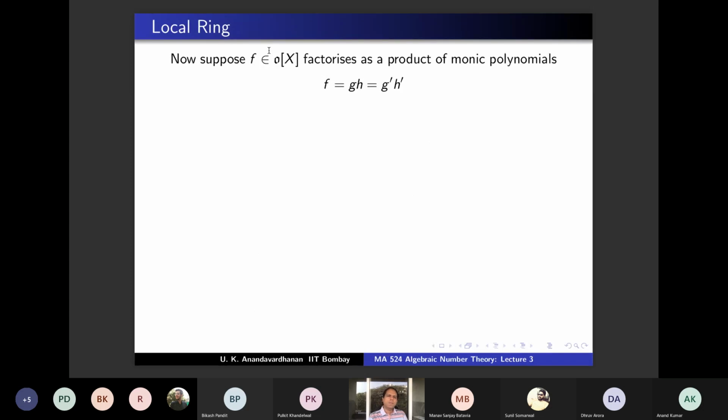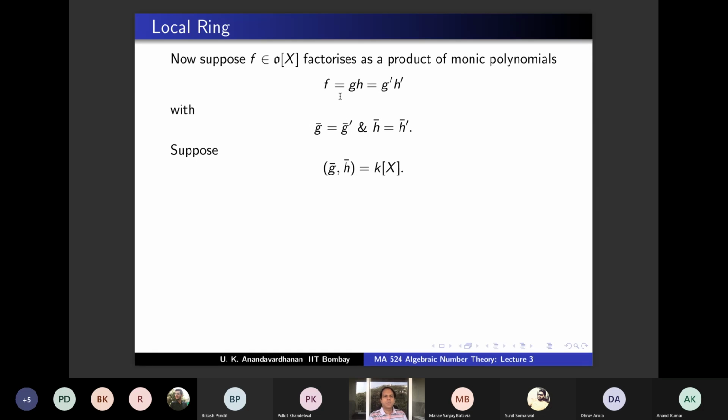So suppose f factorizes as a product of monic polynomials. So let's say f equal to gh, f is also g prime h prime, satisfying the earlier condition. So g bar is g prime bar, reduction modulo m is the same, and similarly h bar is h prime bar. Then you want to say that g equal to g prime and h equal to h prime. So what you do is you apply the previous observation, provided this is given under the earlier assumption, you have a certain uniqueness.